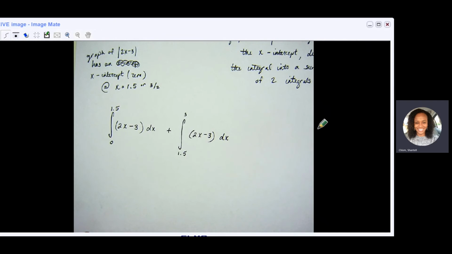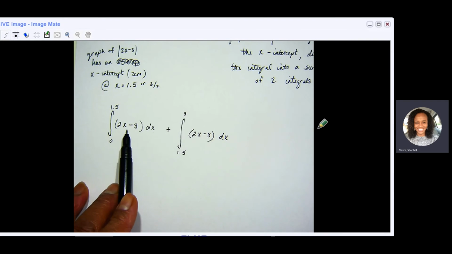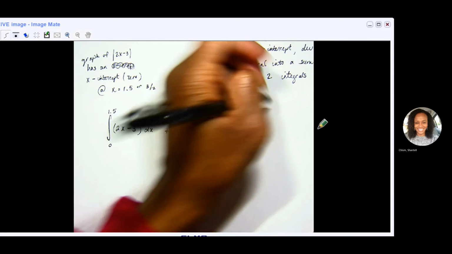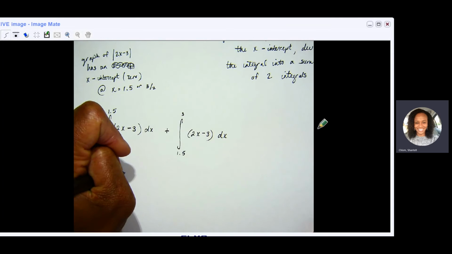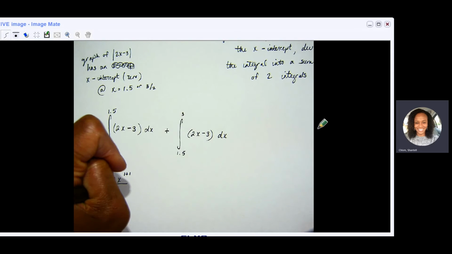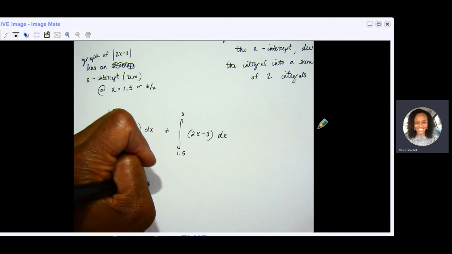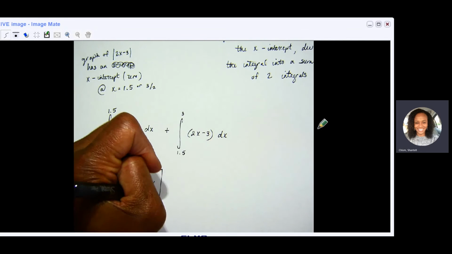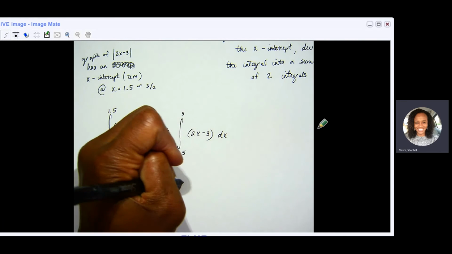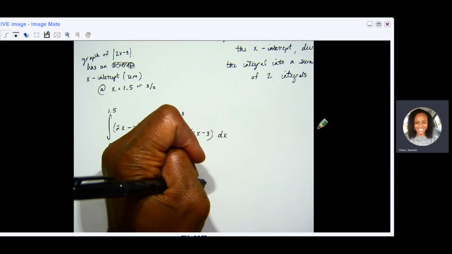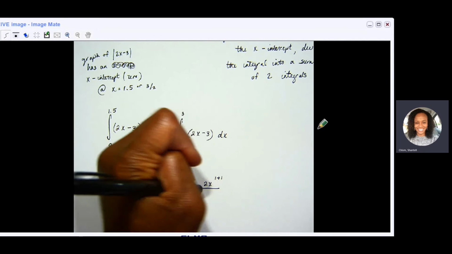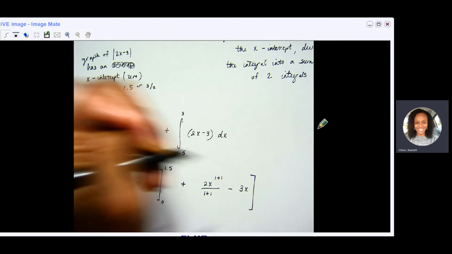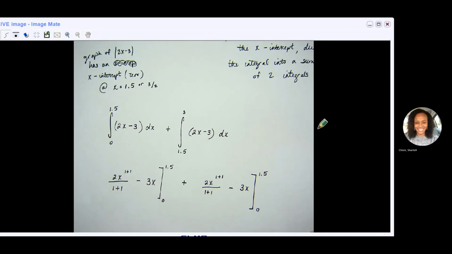So the antiderivative of 2x is 2x squared over 2, which will actually just be x squared. The antiderivative of 3 becomes 3x. So that will be evaluated from 0 to 1.5. And then, same thing, 2x raised to the 1 plus 1 exponent, bottom 1 plus 1, and then minus 3x. And that also will be evaluated from 0 to 1.5.